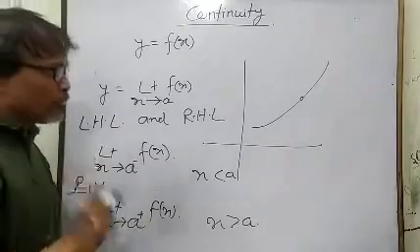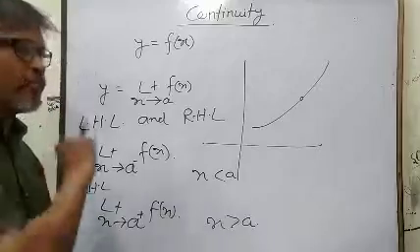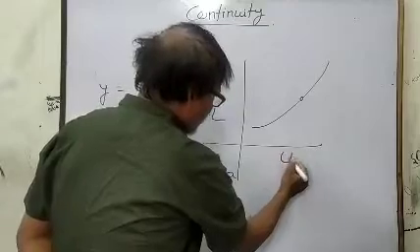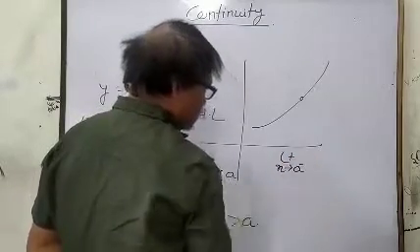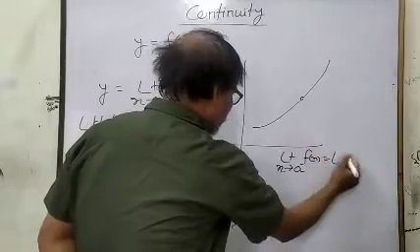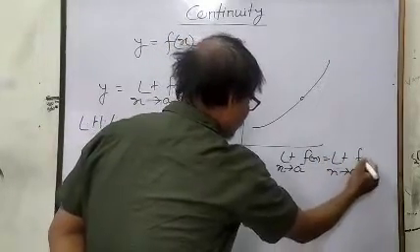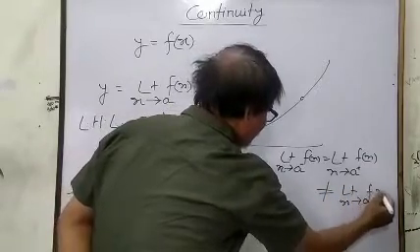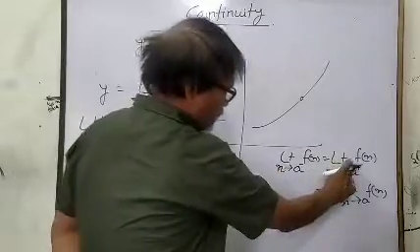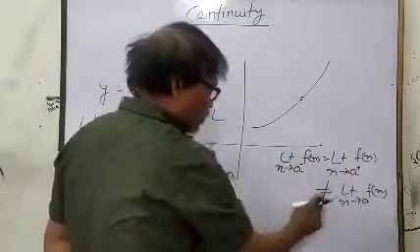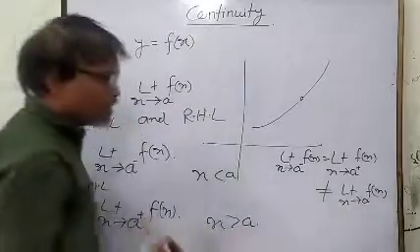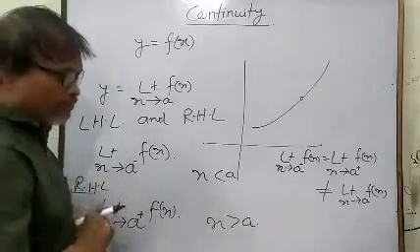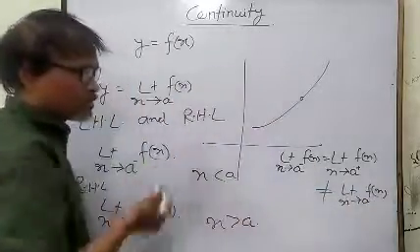One is removable discontinuity and the other is non-removable discontinuity. Removable discontinuity means when limit x tending to a minus f(x) is equal to limit x tending to a plus f(x) is not equal to limit x tending to a f(x). It means left hand limit and right hand limit both are equal, but these two are not equal to the value at x tending to a. This type of discontinuity is known as removable discontinuity. It means we can change the value of this and then this will be removed.